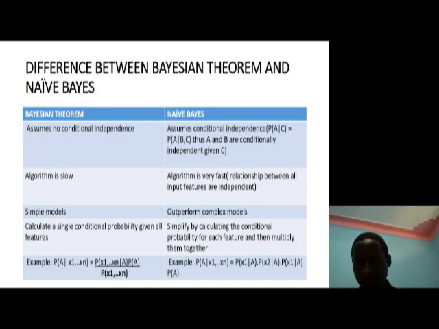We take an example of the difference. If you want to calculate a single conditional probability given all features, you use Bayes' theorem. Or if you simply want to calculate the conditional probability for each feature and then multiply them together, naive Bayes works for you. We are seeing down there some examples with some conditions given and sets.